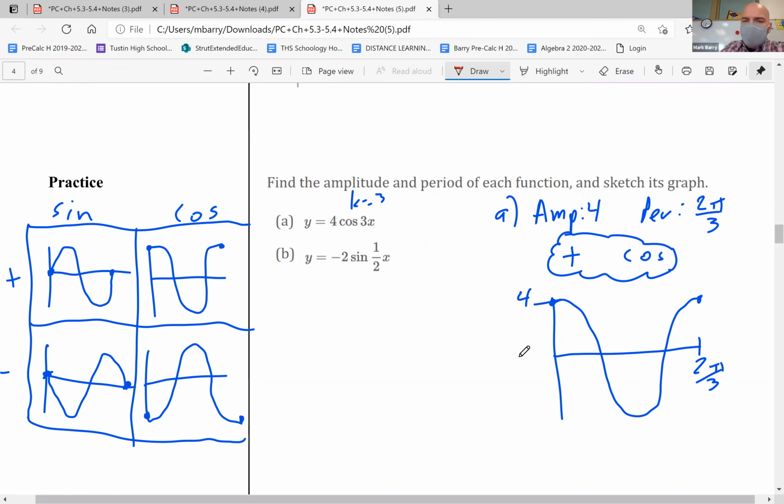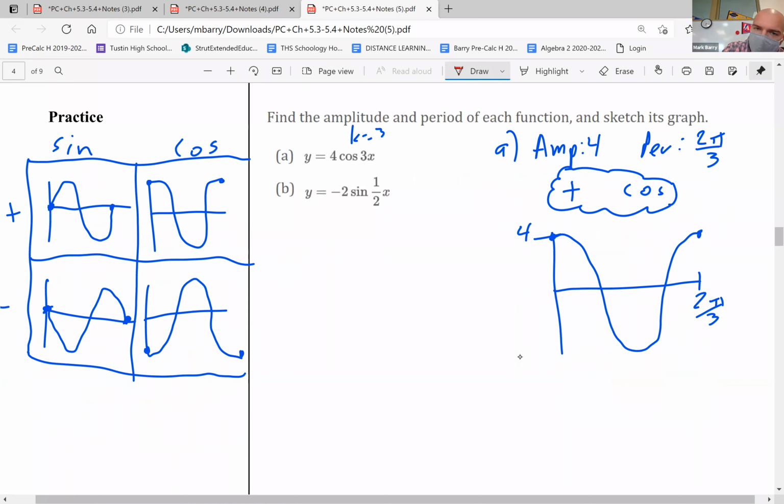All right, so let's take a look at B then. We are done with A, so let's take a look at B. So first of all, the amplitude for B. This is kind of a trick question. The amplitude for B is 2, okay? Remember, amplitude is the absolute value of A. Amplitude must be positive.